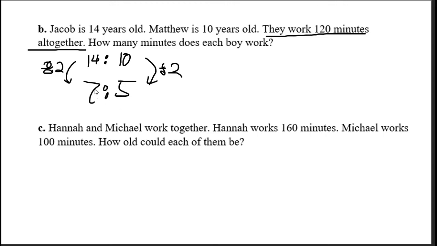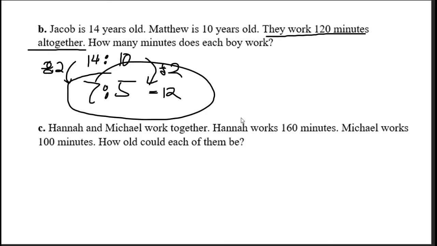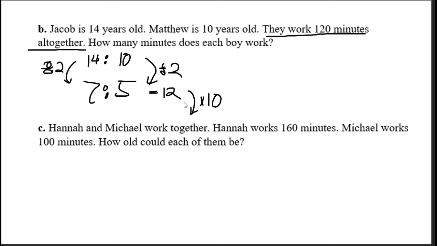So that means you would have to add each of the individual parts to figure out what the whole is. 7 plus 5, not 12. Oh, actually, it is 12. 7 plus 5 is equal to 12. That means every time Jacob works 7, Matthew works 5, they're really working 12 minutes together. If they're working 120 minutes together, it's pretty easy to see 10 is the factor that you have to multiply by to get 120.